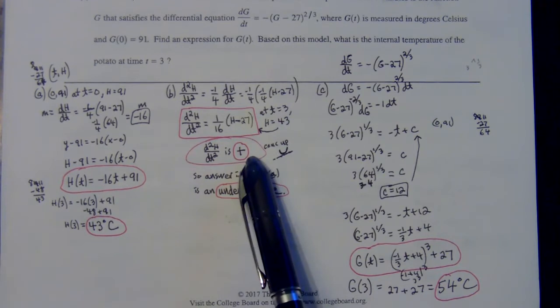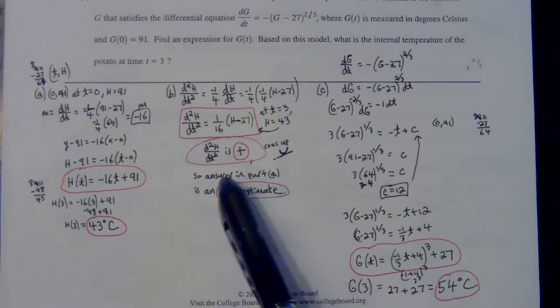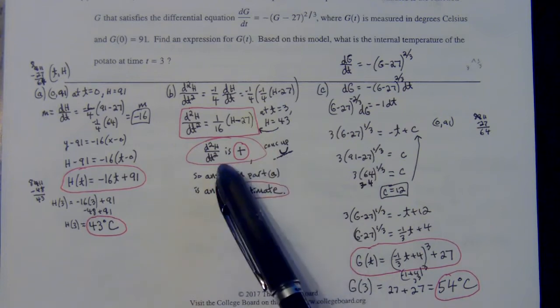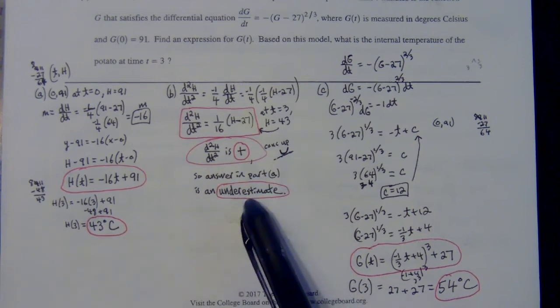We know that's going to be a positive number. Now, since the second derivative is positive, we know that graph is going to be concave up. And because that second derivative is positive, and because that original curve is concave up, the answer in part A is going to be an underestimate.